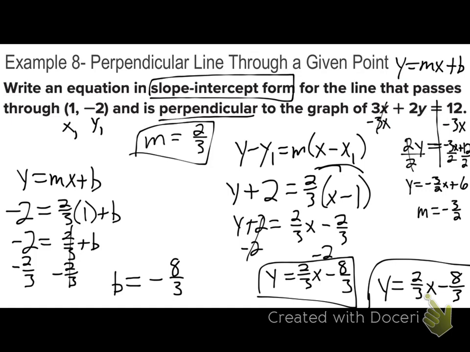Either method works. Do you have to do both? No. Do whatever one you're most comfortable with. If you're more comfortable plugging into slope-intercept form to find a missing y-intercept and then creating your equation, do that. If you're more comfortable plugging into point-slope form and then converting to slope-intercept, do that. Either method's going to work. A lot of steps. Any questions, comments, or concerns about this example? Any questions about any of the notes we took on Friday or today?